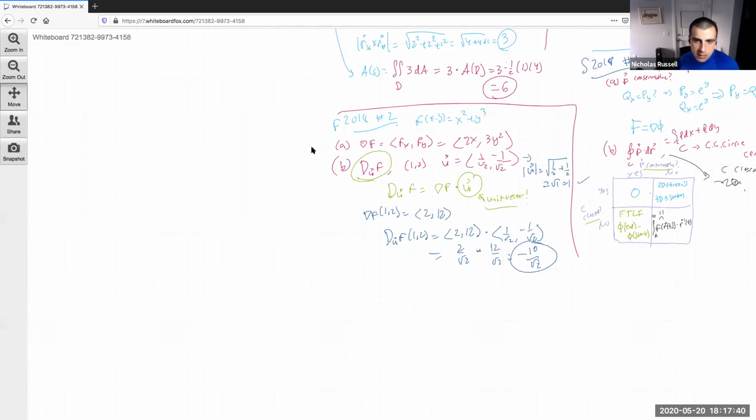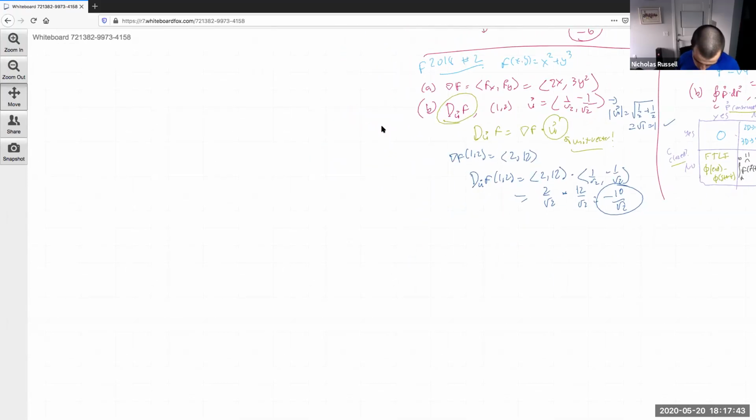Okay, now the next part here, I'm going to zoom out a little bit. Part C here is asking specifically in what direction f is increasing most rapidly at (1, 2). Well, as a reminder, the direction of fastest increase is always the gradient. The gradient gives you the fastest increase. The gradient of f is the direction of fastest increase.